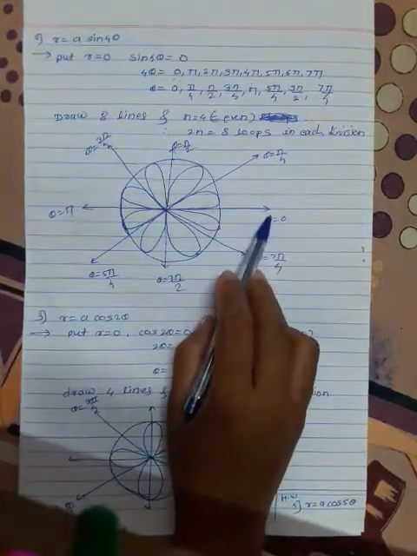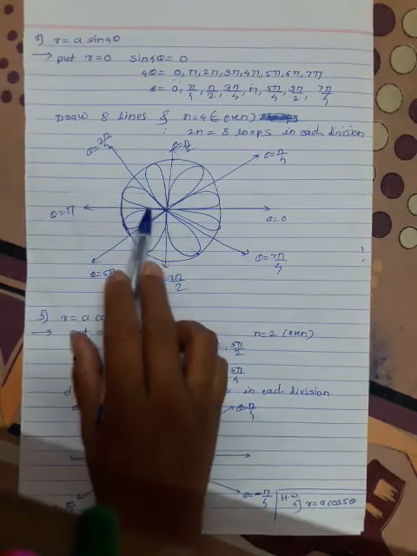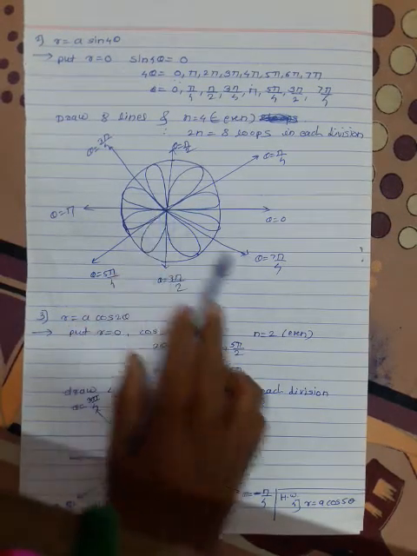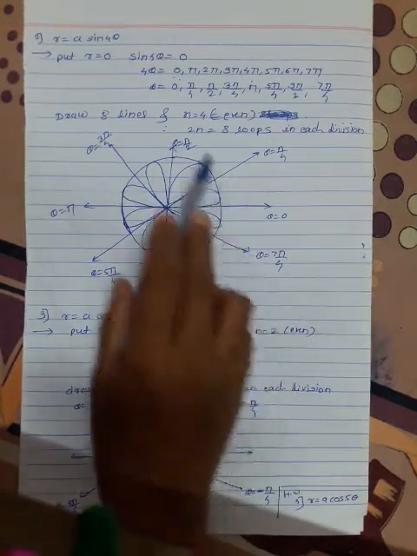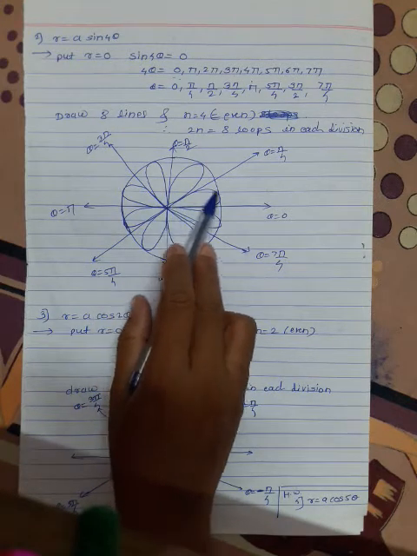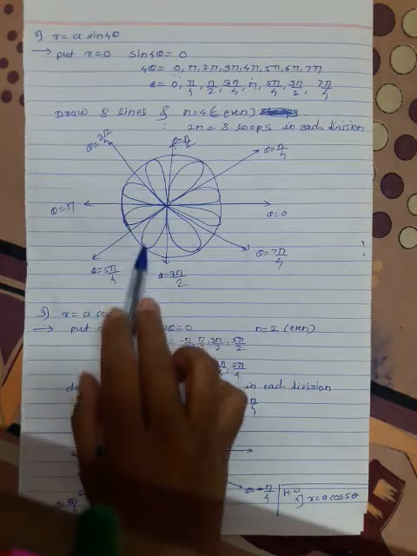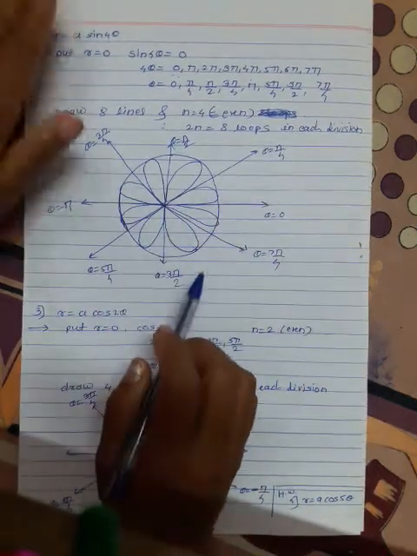This is theta is equal to 0. This is pi by 4, this is pi by 2, this is 3 pi by 4, this is pi, this is 5 pi by 4, 3 pi by 2, 7 pi by 4. These are the 8 angles. Okay. Now start with theta is equal to 0 by putting the loops. First loop, second loop, third loop, fourth, fifth, sixth, seventh and 8th. There are total 8 loops for the example.